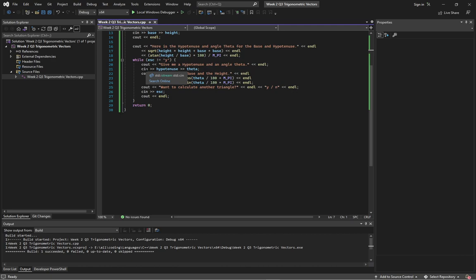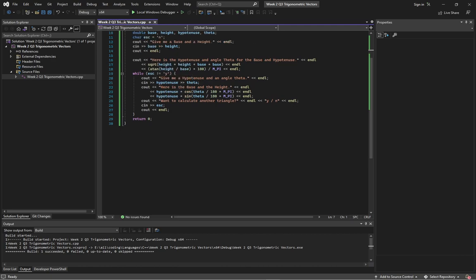This next part is why I have that character. While escape does not equal y, it'll run this, therefore allowing us to get as many angles and as many hypotenuse lengths as we want. So we're asked to give a hypotenuse and an angle, so we do that, and then it calculates right then and there the base and the height. Now the base will align to the x-axis and the height will align to the y-axis, so we use cosine for base and sine for height.